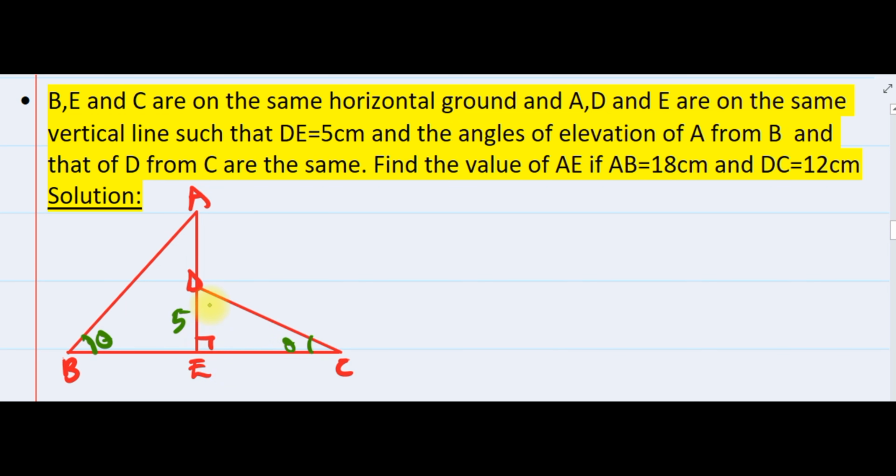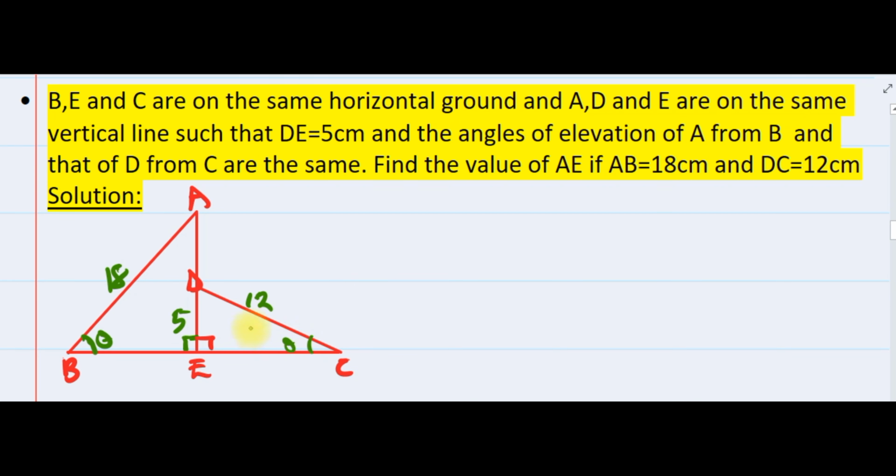AB is 18, DC is 12. So we are asked to find the value of AE. So we are looking for this. The only way we can see, this is 90, this is also 90, so we are using similar triangles here to solve this.